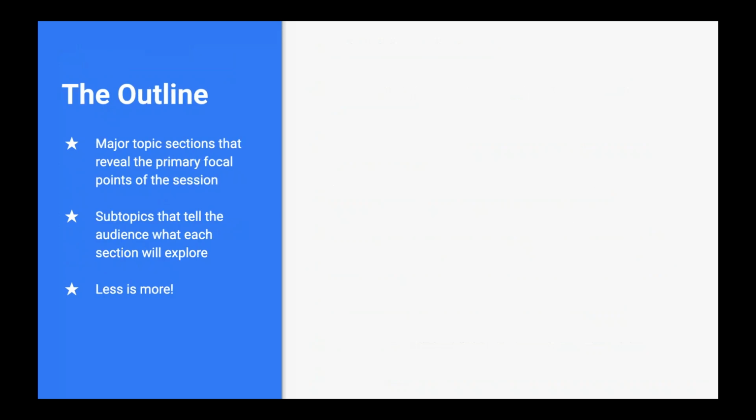And then I want to close with the outline. This is tricky. It might seem super obvious, but the outline is important for the people who are evaluating these sessions, these proposals. It's important for the audience too, but the outline helps the evaluation stage understand the major sections that are going to be the focal point of the session, as well as the subtopics that will tell the audience what each section will explore. So my tip here is that less is more, because it can be tempting to get really wordy here.